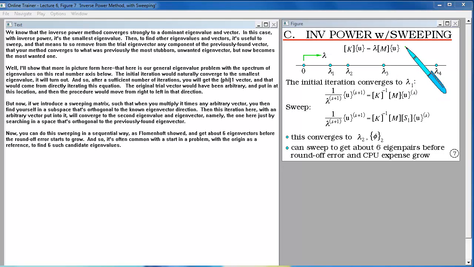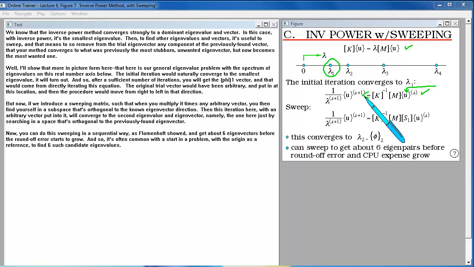Here is our general eigenvalue problem with a spectrum of eigenvalues on this real number axis below. The initial iteration would naturally converge to the smallest eigenvalue, it will turn out. And so after a sufficient number of iterations, you will get the phi1 vector. And that would come from directly iterating this equation. The original trial vector would have been arbitrary and put in this location, and then the procedure would move from right to left in that direction.